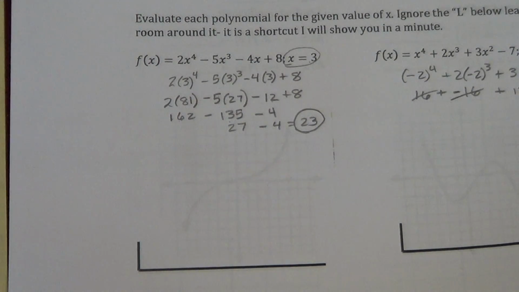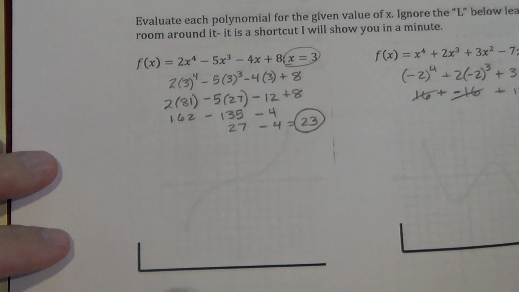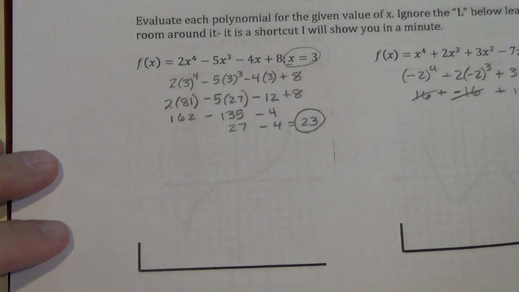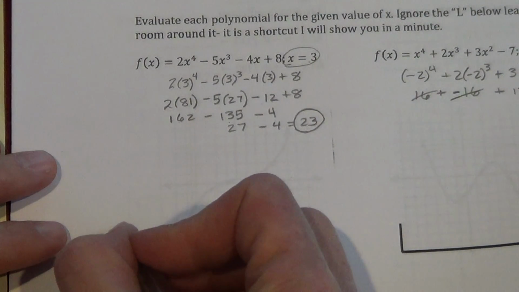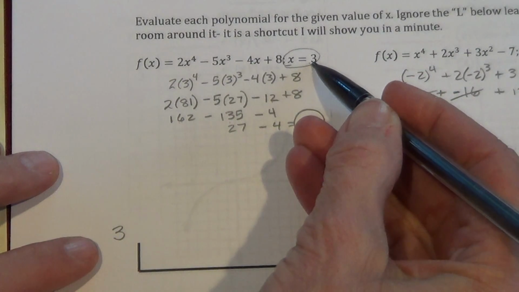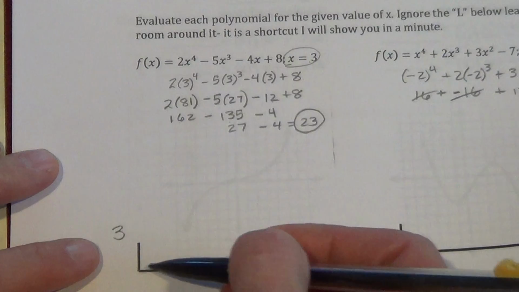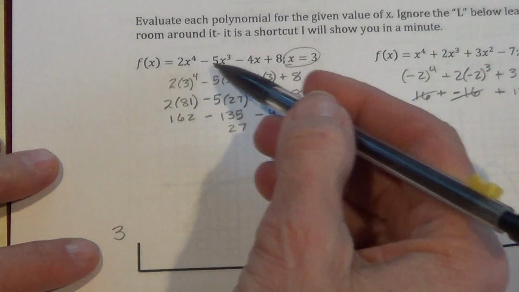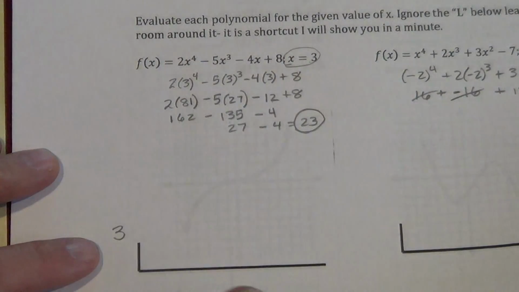Okay. I want to show you a shortcut. This is called synthetic substitution. And what you do here is you really just look at the coefficients and you can get your answer that way. So instead of substituting this in and actually working it out, this is a form of division. We write what we're wanting to evaluate, that x equals 3, right here by the division box, upside down division box, and then bring all of your coefficients in descending order down.